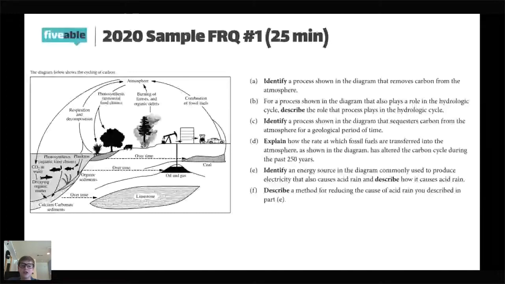And this question is pretty easy. You don't even have to know the carbon cycle. You just literally have to look at the arrows. You see atmosphere, arrow to the plants with photosynthesis. Then you have atmosphere, arrow to a different carbon sink.